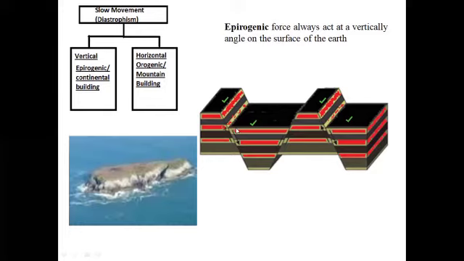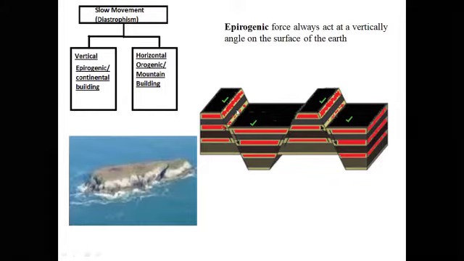This is because once upon a time this was a plane surface, but due to the upward movement, or the upward force which results in upliftment, this part of the land has gone up. Same here, this part has lifted up. The parts which have been lifted up have been due to vertical forces. So this is epeirogenic force.